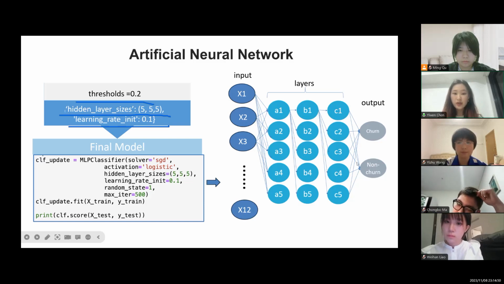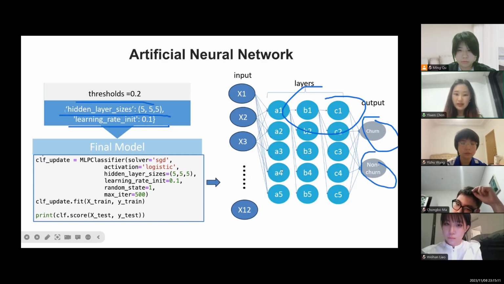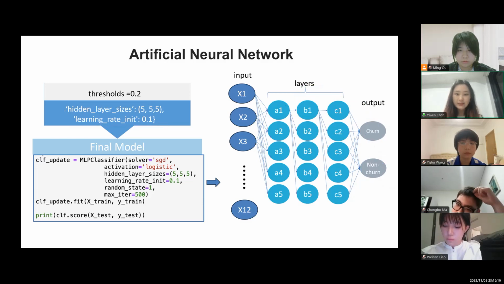Our neural network model consisted of 3 hidden layers, and each housing 5 neurons. Given the binary classification nature of our study, the output includes 2 values. The first one is churn, which means the customers leaving the bank, and the second one is non-churn, which means the customer staying. Next page, please.